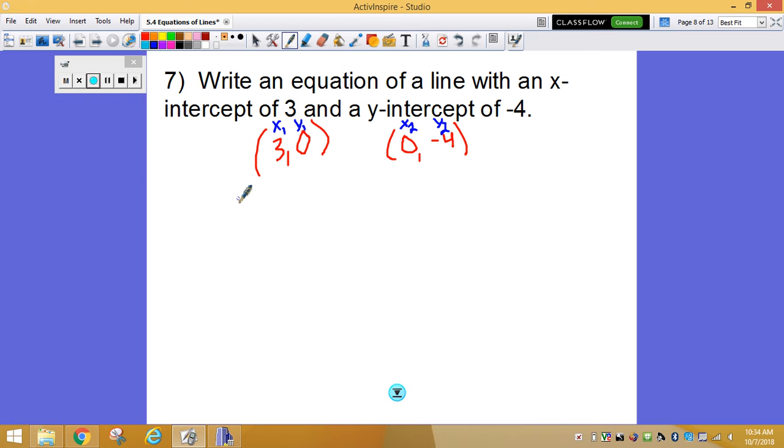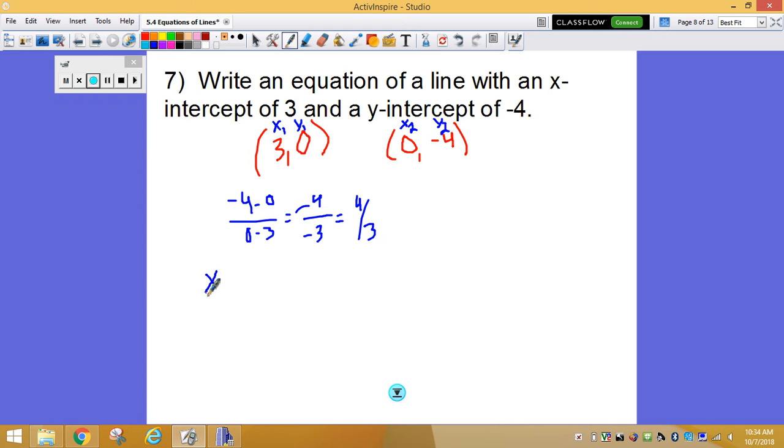Okay, hopefully you found your slope. It's negative 4 minus 0 on top and 0 minus 3 on bottom. So it's negative 4 on top and it's negative 3 on bottom. And a negative divided by a negative turns into a positive 4/3. Okay, now that you know you got the slope right, I want you to pause and try and find your point slope equation and your slope intercept equation.